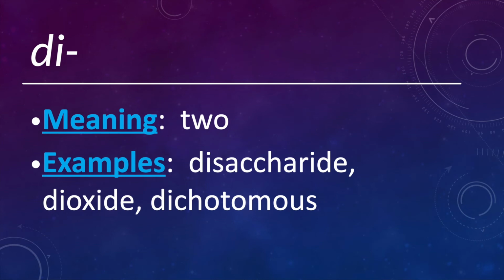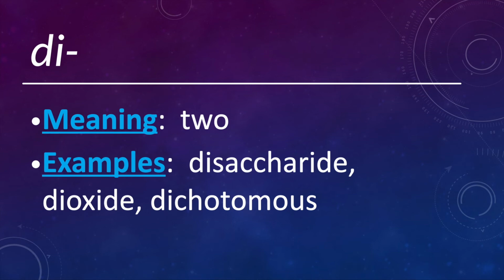Di means two. So examples, disaccharide refers to two sugars. So for example, sucrose is table sugar, and it's made of fructose and glucose. So it is a disaccharide. Fructose and glucose are simple monosaccharides. So you add two of those together, and you got a disaccharide. Dioxide refers to two oxygens. So like carbon dioxide has one carbon and two oxygen atoms, so it's CO2.